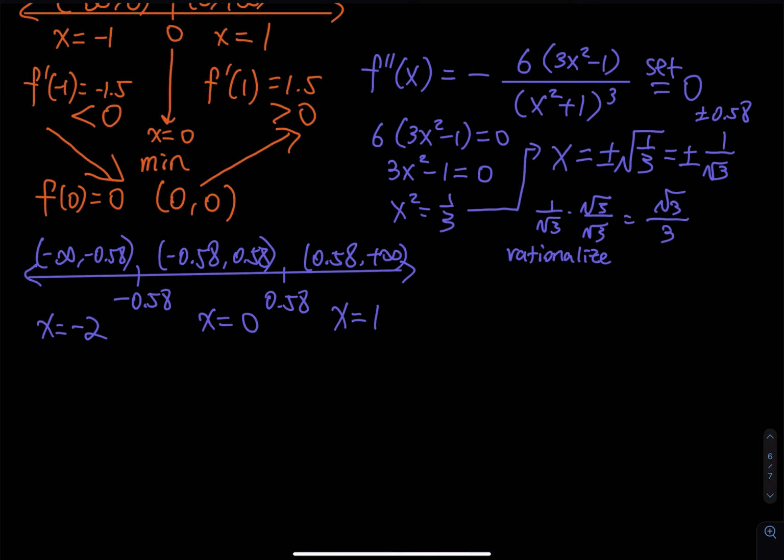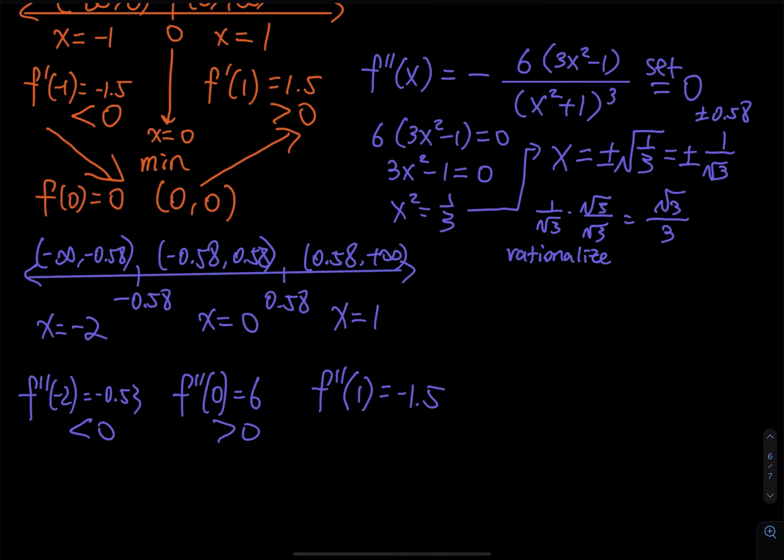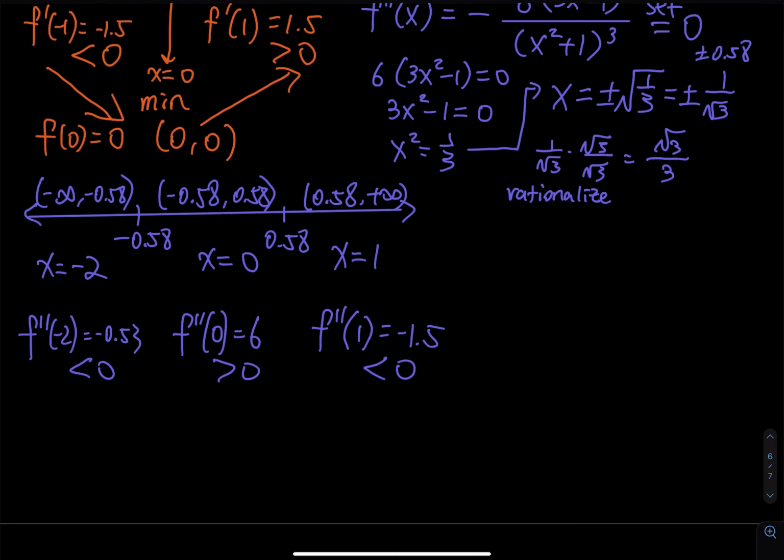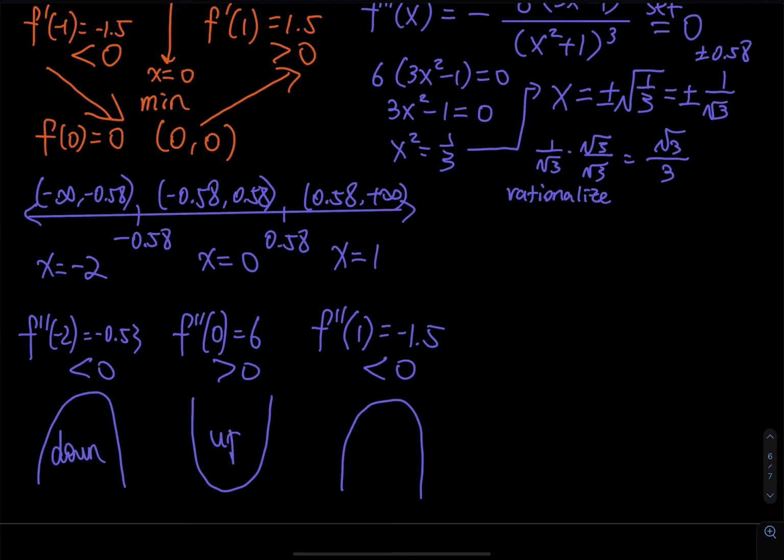And then you are analyzing concavity, so we will be using the double prime. So f double prime of -2 gives me -0.53, f double prime of 0 gives me 6, and f double prime of 1 gives me -1.5. So this is negative, positive, and negative. For concavity, negative means concave down, right? Positive means concave up, and negative means concave down. So this is concave down, concave up, and then concave down.